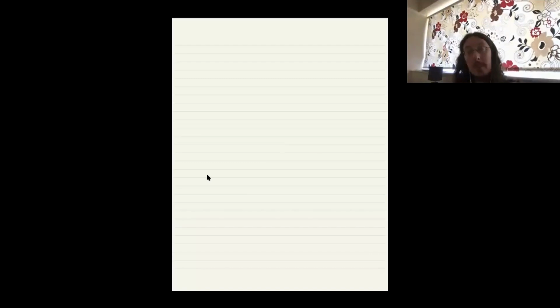Okay, so the main definition that we're going to be dealing with is just the extremal number. So the extremal number, ex(n, H), is the largest number of edges in an n-vertex H-free graph.